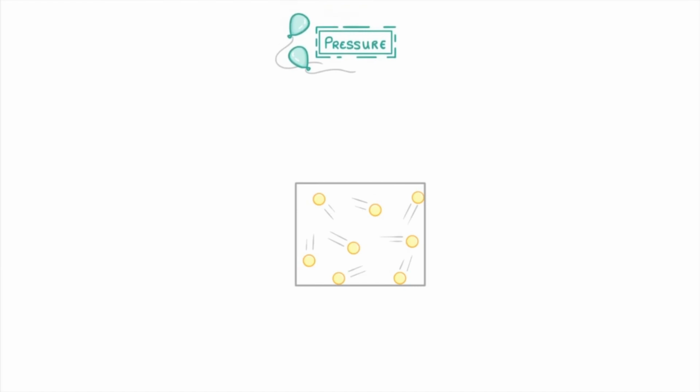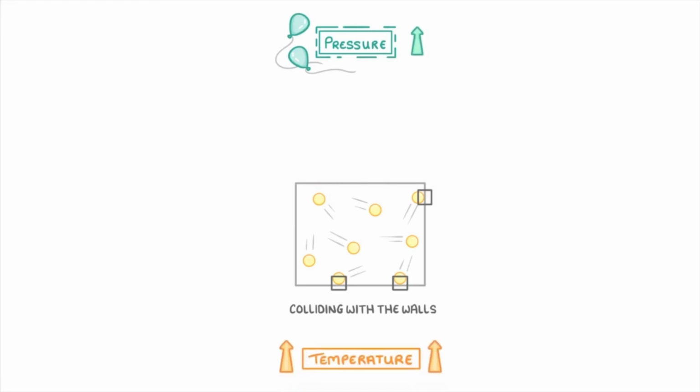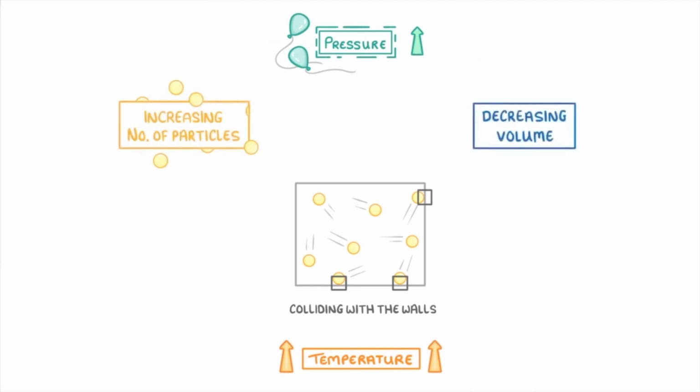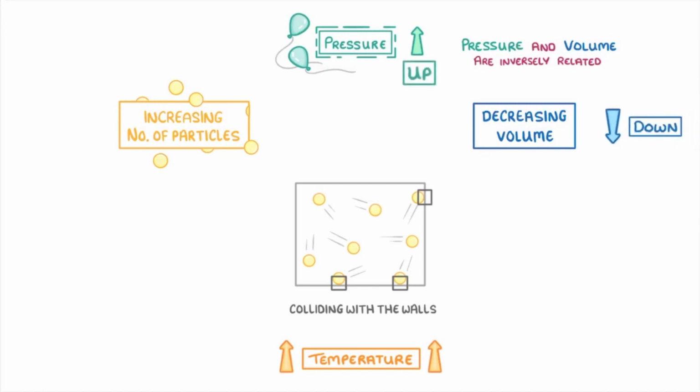Pressure in gases is caused by gas particles colliding with the walls of the container, and we can increase the pressure by increasing the temperature, increasing the number of particles, or decreasing the volume. This last rule means that pressure and volume are inversely related. So as one goes up, the other goes down.